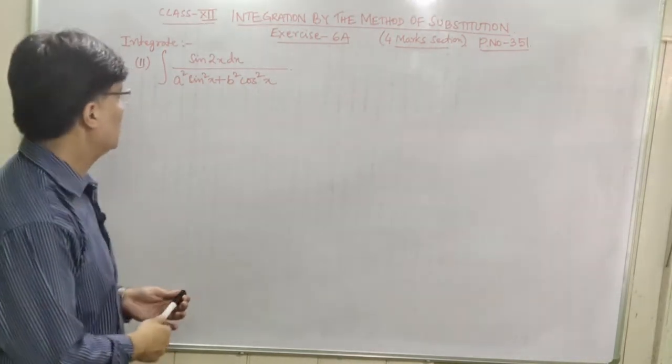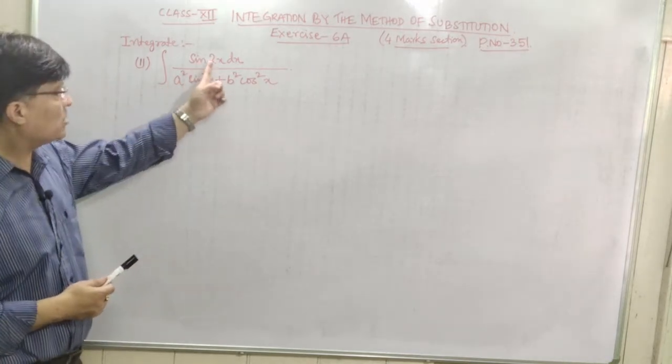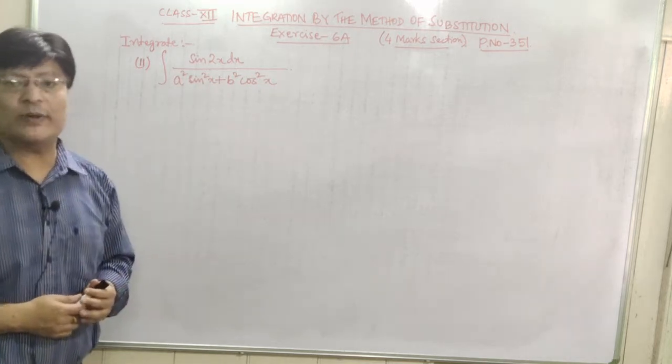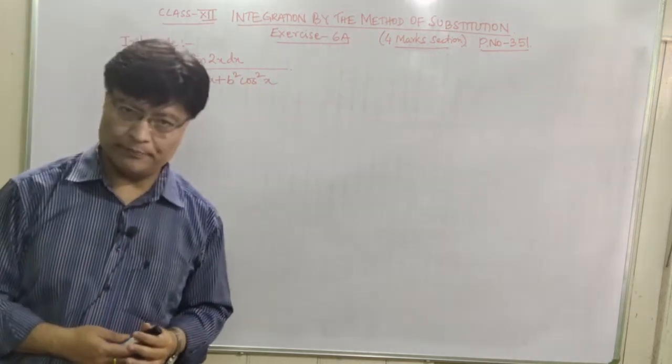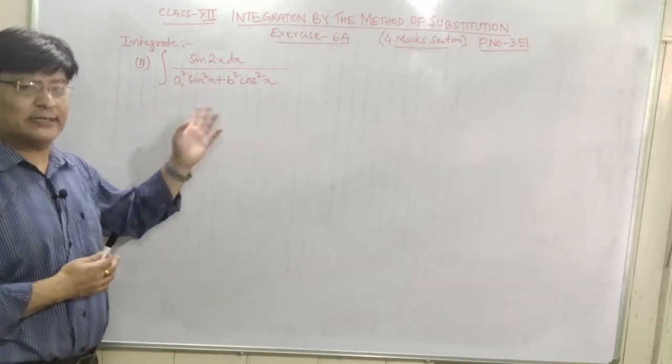So now we'll do the next question, that is question number 11. Integral of sin 2x dx divided by a² sin²x + b² cos²x. So how will you do this problem? Let us check the relation between this numerator and denominator.